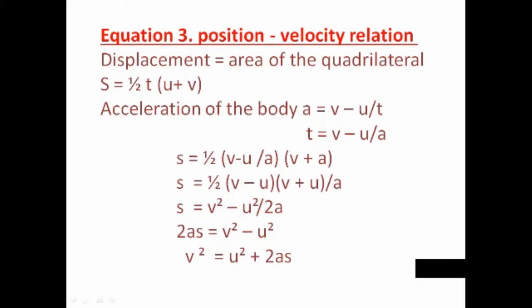And from here, we take the 2A from the denominator to the numerator, which gives 2AS is equal to V square minus U square. And V square is equal to U square plus 2AS. This is the last relation, showing the third equation of motion, the position and velocity relation.